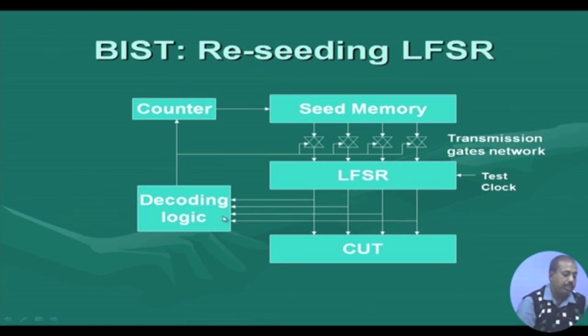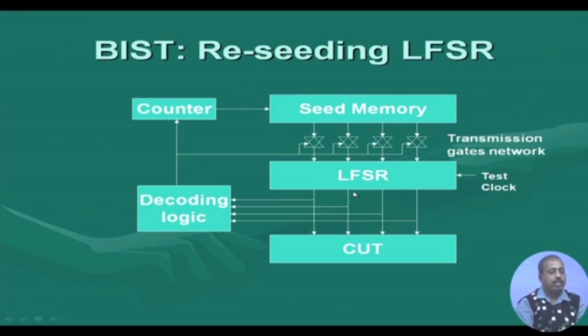After some time, it finds that from this pattern onward it is non-productive. So, it will inhibit this transmission gate for some time, and it will give an up count pulse to this counter, so that the counter value will become 1. From the seed memory, the next seed value will now be loaded. Now, this decoding logic will enable this transmission gate, and the value will be loaded into the LFSR, and then again the LFSR starts with the new pattern, and it continues in a similar fashion. So, it goes on generating the patterns.